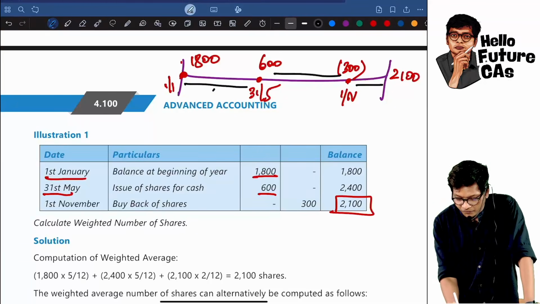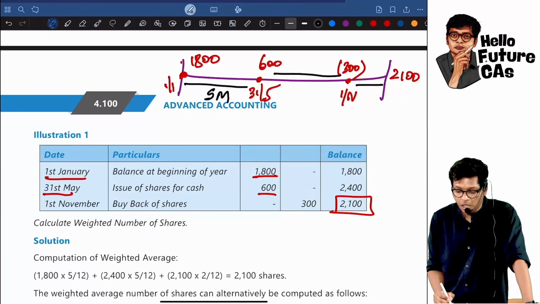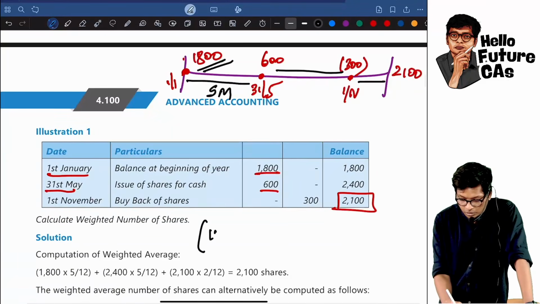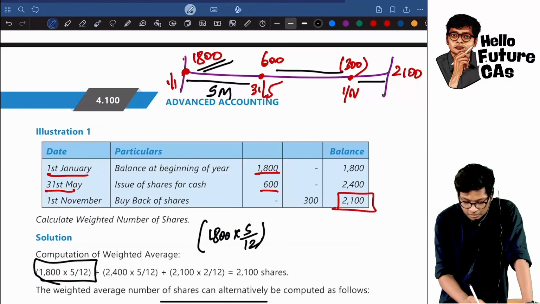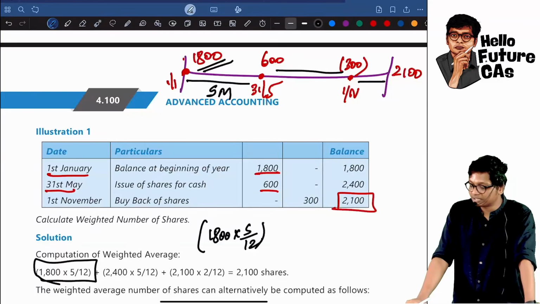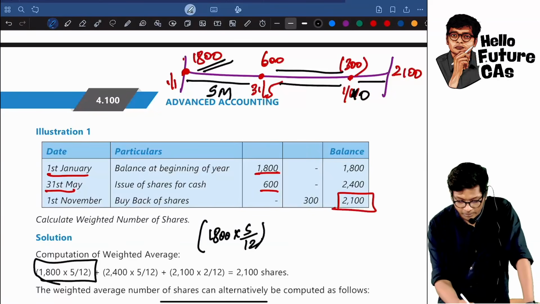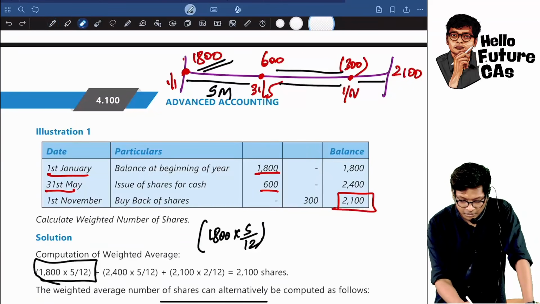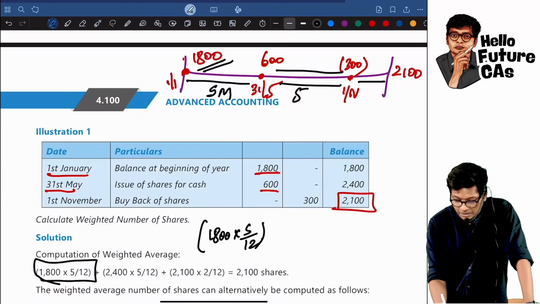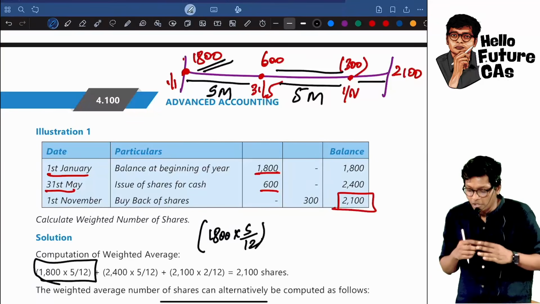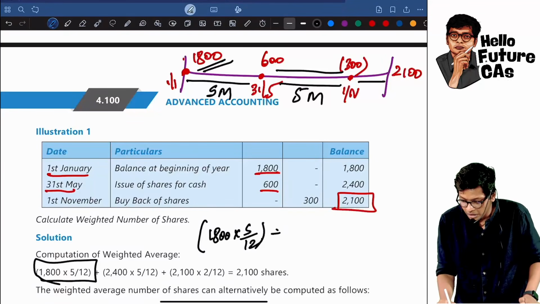See, for the first 5 months, how many shares are outstanding? 1,800. So what I will do? 1,800 into 5 by 12. That's what is written over here. Can you see? For the first 5 months. Next, from May ending till 1st November, you have another 5 months: June, July, August, September, October. For the next 5 months, how many shares are outstanding?